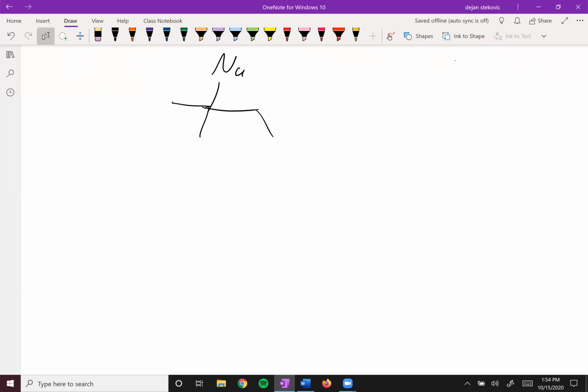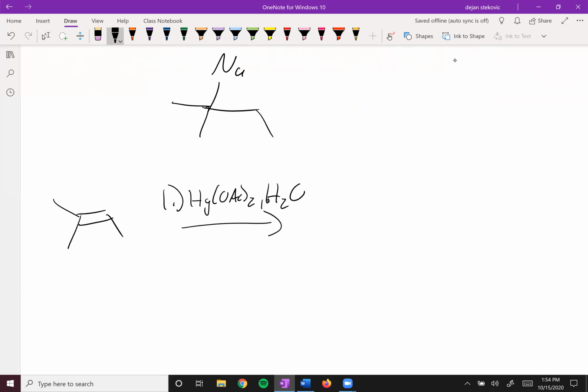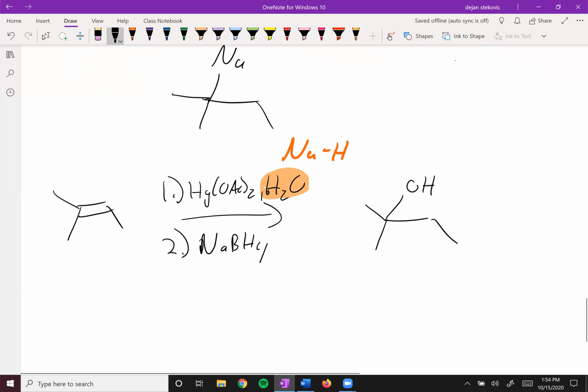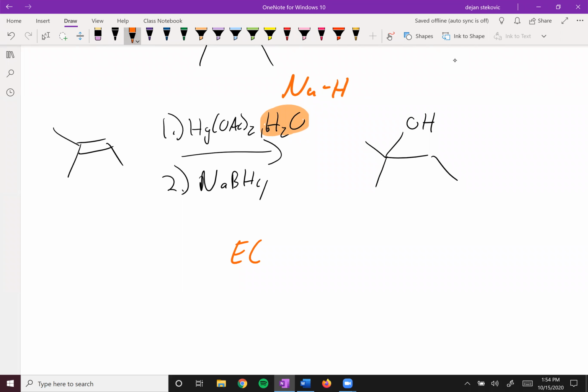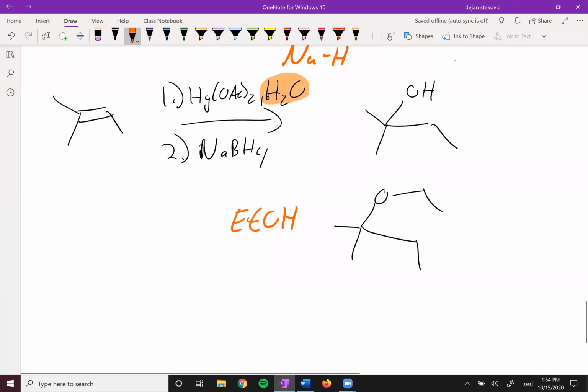So the end result here is that you have your alkene, you add some mercury acetate, maybe some water, and some sodium borohydride, right? So this is our nucleophile H. And that's what's going to be added across our double bond. So if you add water, you're going to add an alcohol. Some other things you could use are like ethanol, or an amine.